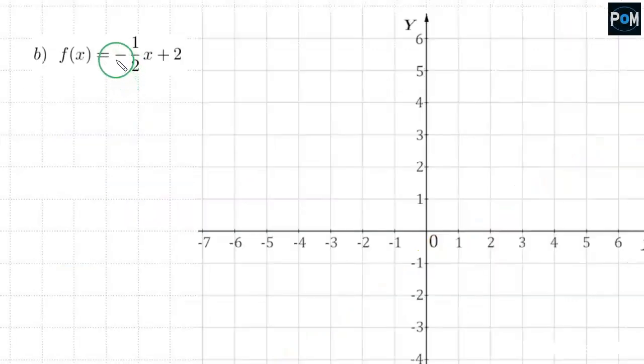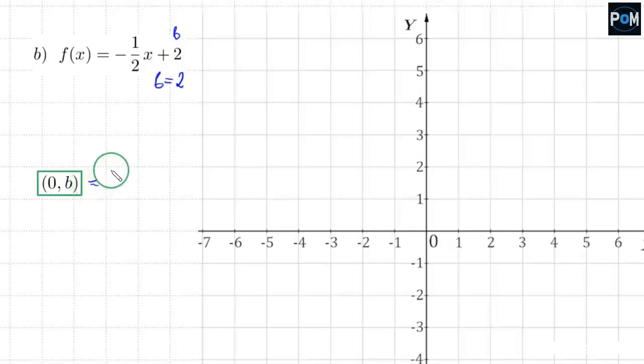In example B, we have such a function, and here we see that the coefficient b is equal to 2, which means that this point (0, b) is otherwise the point (0, 2). So, we mark this point, (0, 2), it will be here. This is also where the graph intersects the y-axis, and our function must pass through this point. The coefficient a is equal to -1/2. This means that the 1 indicates we will move 1 unit up, and the 2 indicates we will move horizontally. But since we have a minus here, this time we will move to the left.